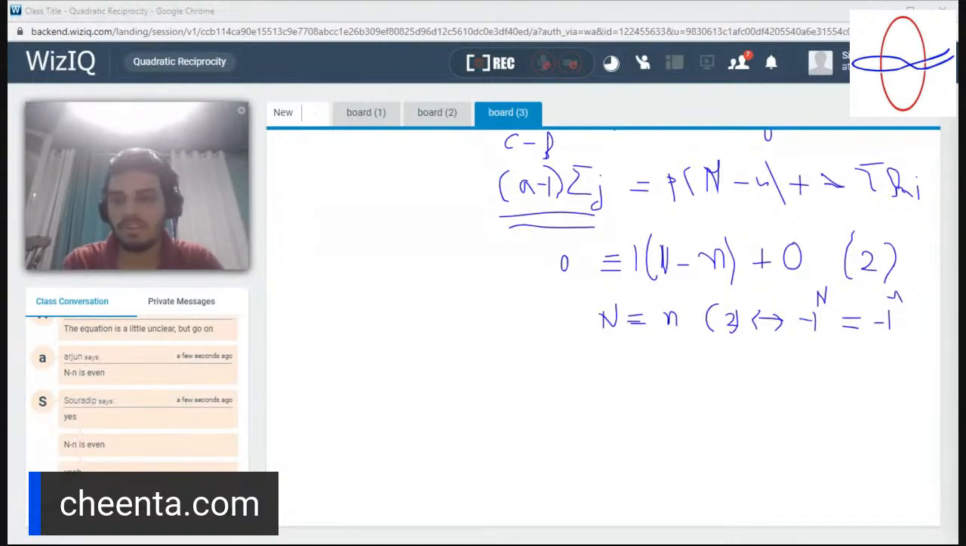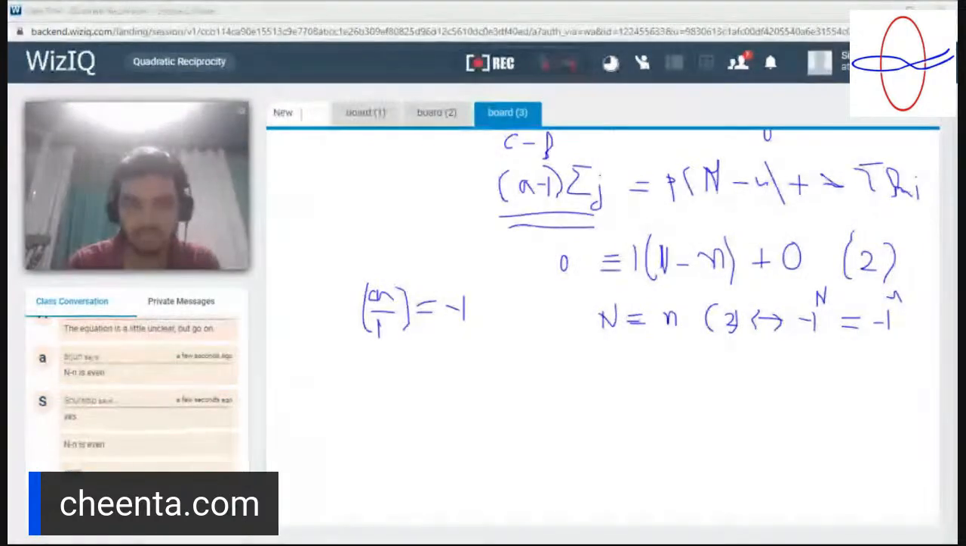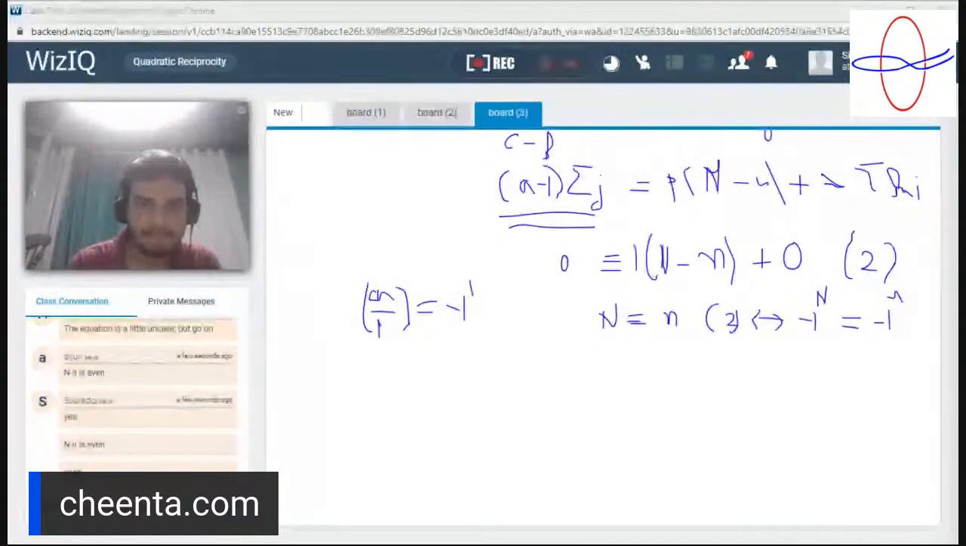Now we go back to our original lemma, which is just trying to prove that a by b is equal to minus 1 raised to small n. Gauss's lemma already shows that it is equal to minus 1 raised to small n. So we had to prove that this is equal to minus 1 raised to capital N. Gauss's lemma shows that it is equal to minus 1 raised to small n, so it has to be equal to minus 1 raised to capital N. Right?